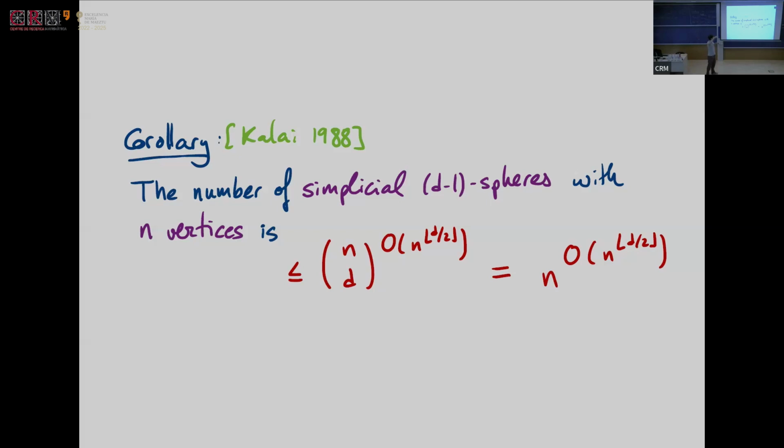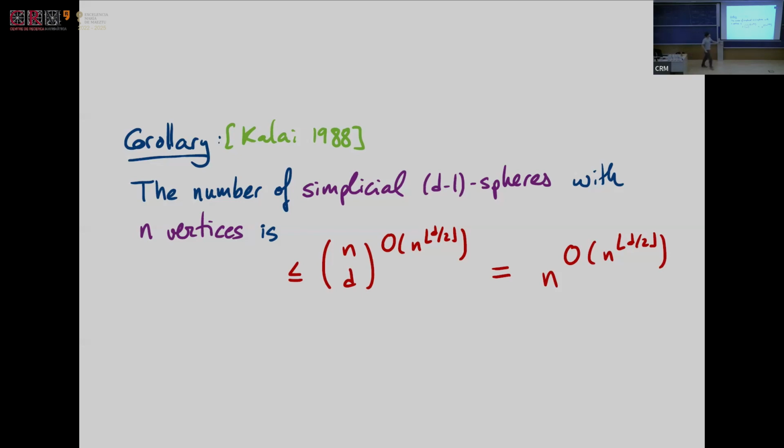Okay, so I have m facets. Let each facet choose its d vertices. This gives you one trivial upper bound for the number of combinatorial types, which is of order n to the d halves. We said this was valid for spheres, so this is a valid upper bound for the number of simplicial spheres. This was first observed by Calais, but it's really a trivial upper bound.